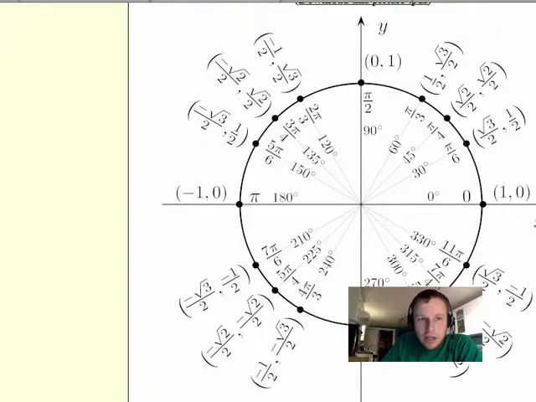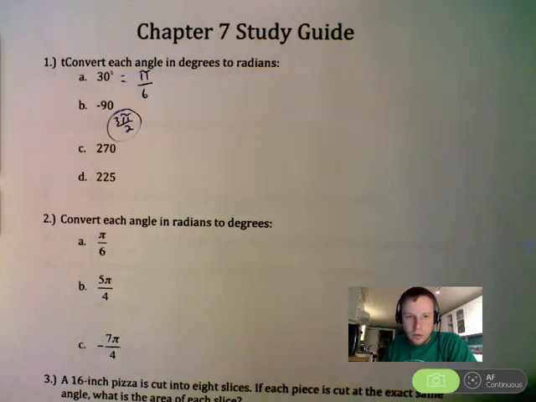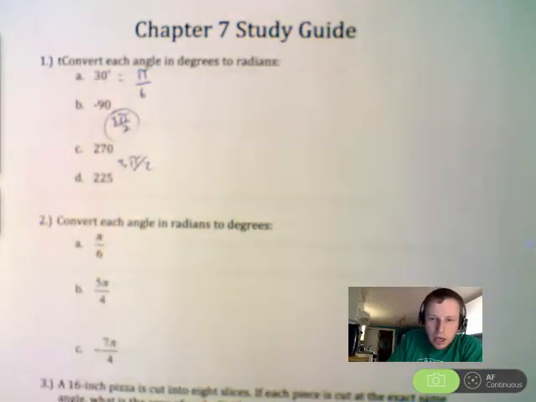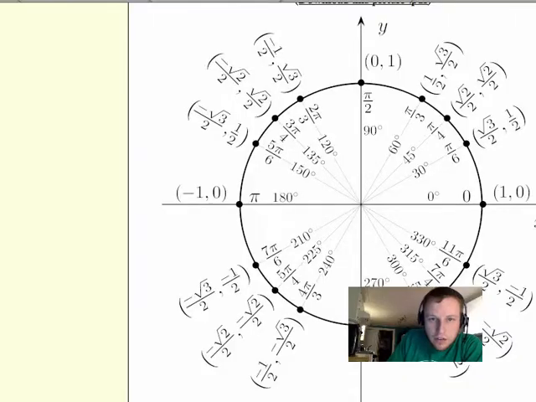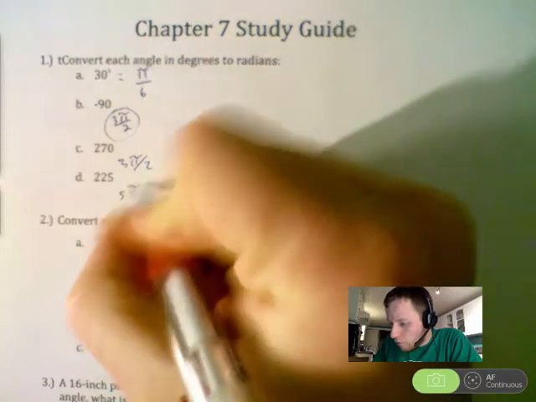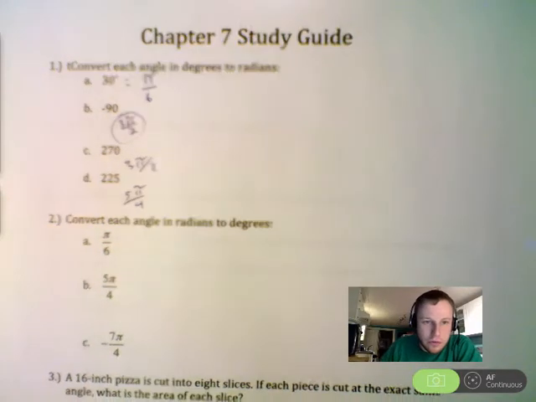Now, with 270 degrees, once again, you have 3 pi over 2. And with 225 degrees, you end up with 5 pi over 4. And that's all you do.